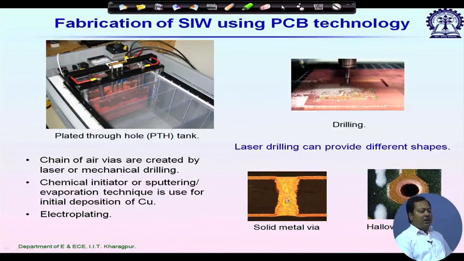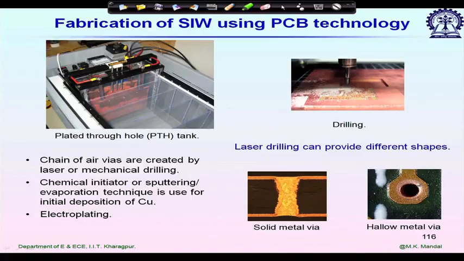Here we are showing two different types of via. By using this PTH, basically what we obtain is a via like this on the right side. So you can see the hole. From one side of the substrate you can see the other side, because inside we have air, and on the cylindrical surface we have copper deposition. You can see this copper layer from the top view.